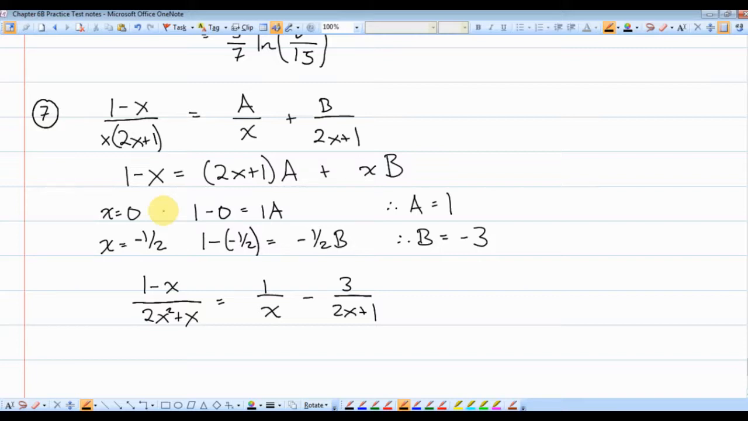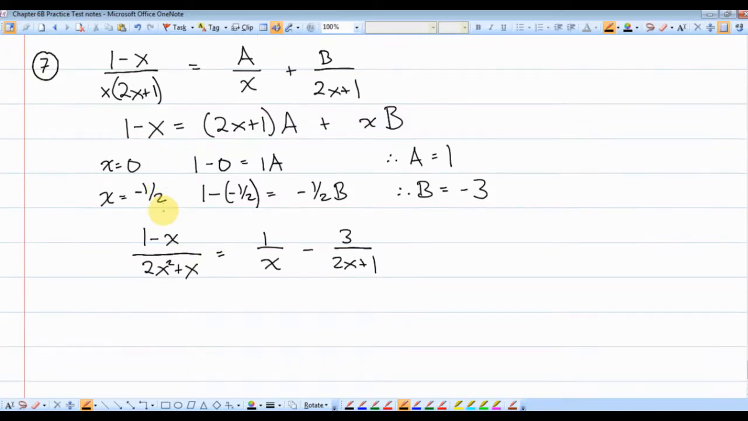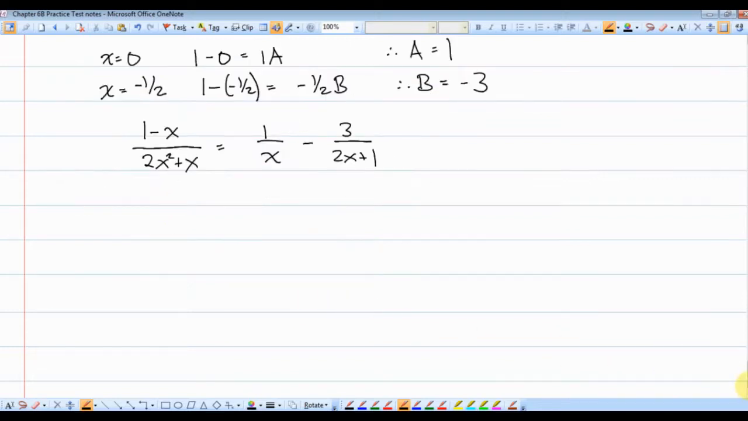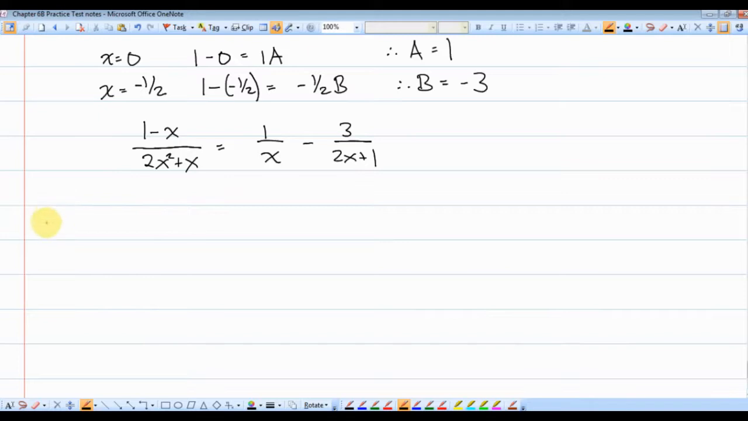Number 8, however, remember, you have to find the integral. Yeah, 8, you're going to have to find the integral. The ocho. Let's do our partial fraction decomposition.